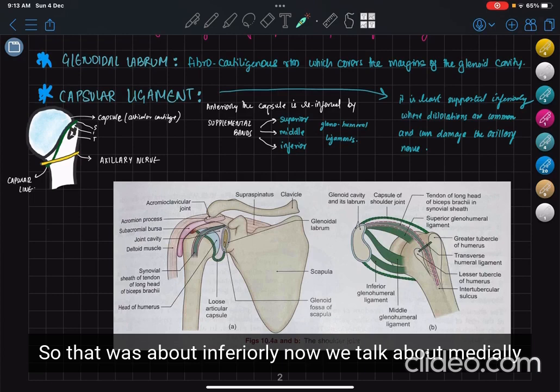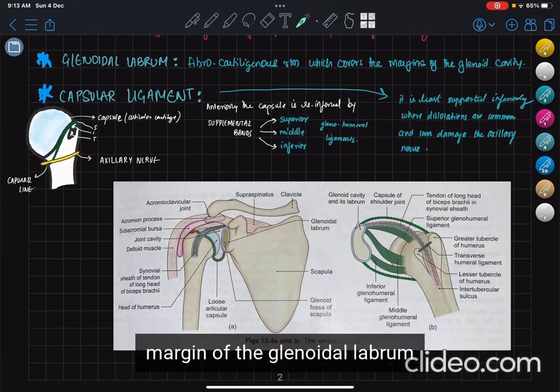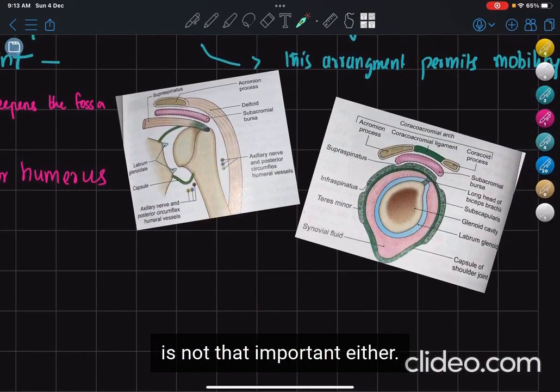Now we talk about medially. Medially, it is attached to the scapula beyond the supraglenoid tubercle and the margin of the labrum. So I do not think I can show you that in this, and I think it's not that important either.